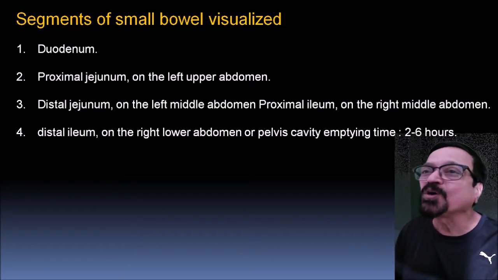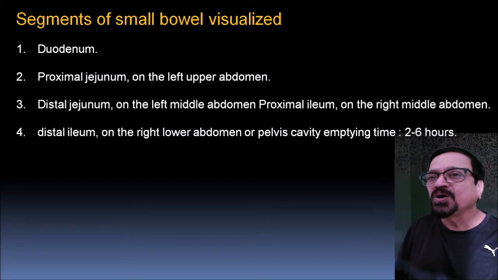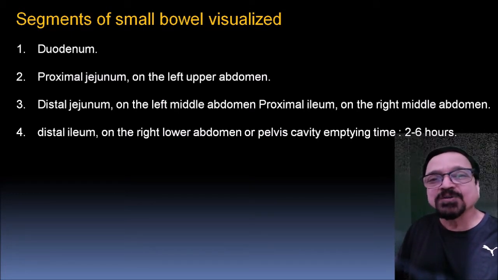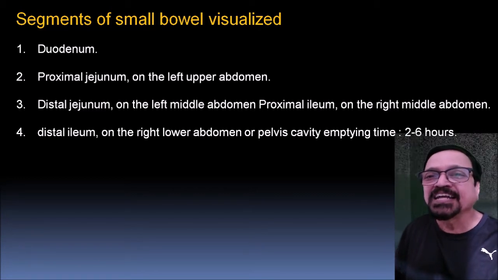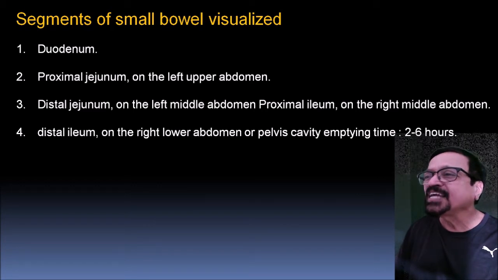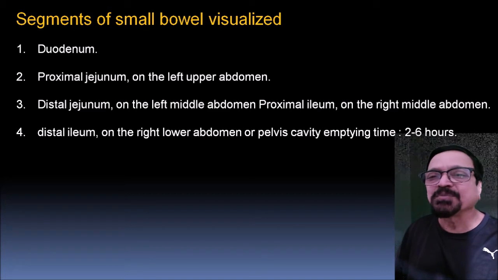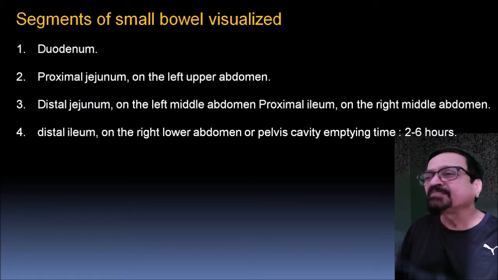Now the segments of the small bowel visualized are the duodenum, then the proximal jejunum in the left upper abdomen. Here we have to see the location correctly to diagnose malrotation. So it has to be on the left side, the duodenojejunal flexure and jejunum. Then the distal jejunum on the left side, the proximal ileum on the right side, slightly right of the midline in the abdomen, and the distal ileum in the right lower abdomen or in the pelvic cavity.